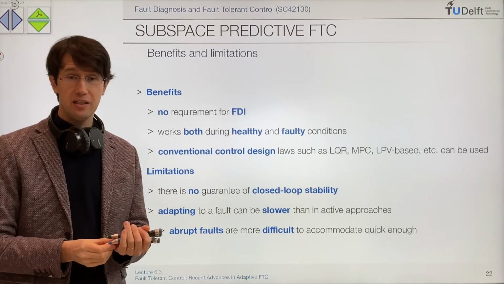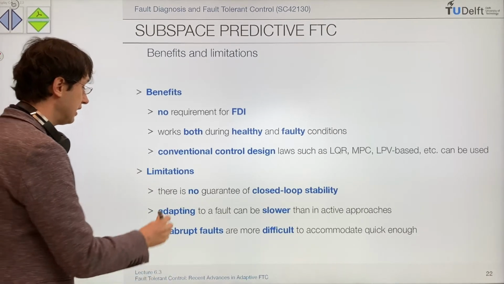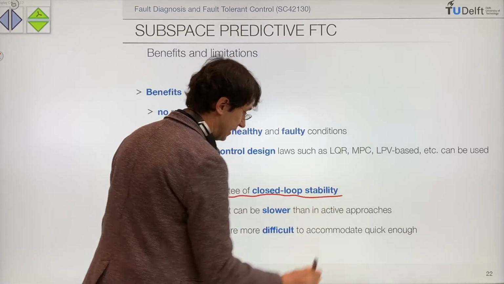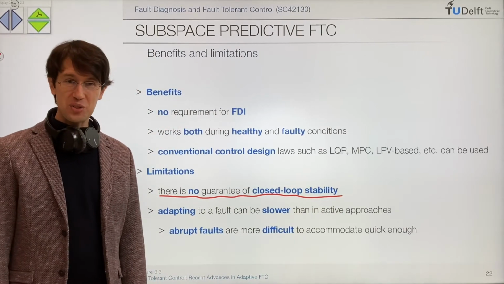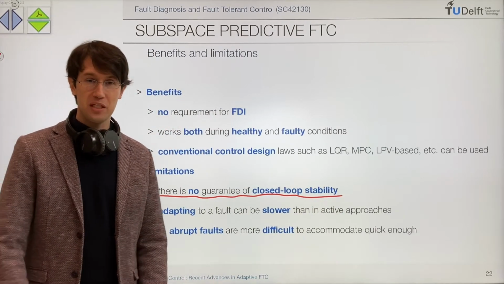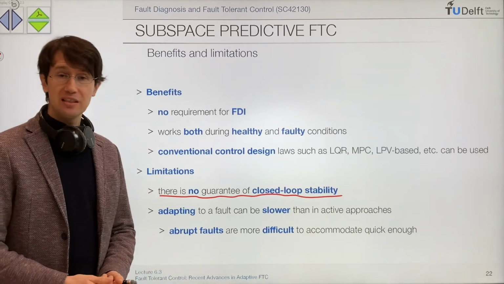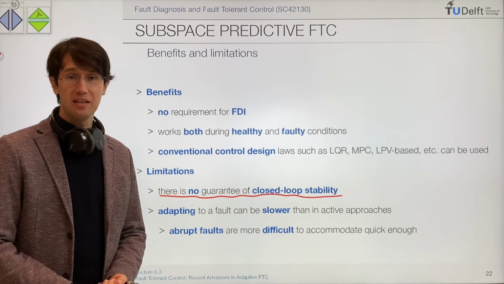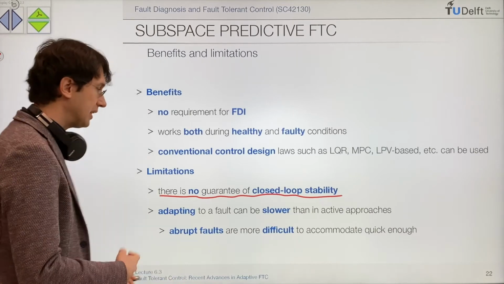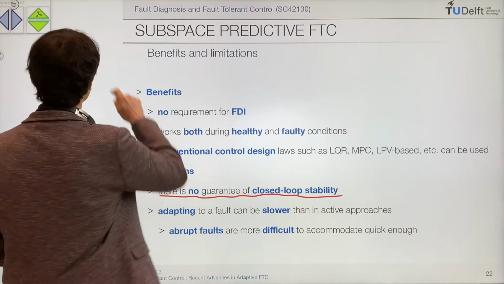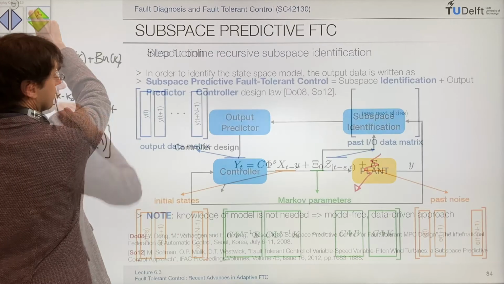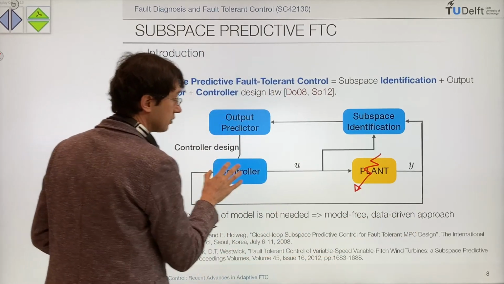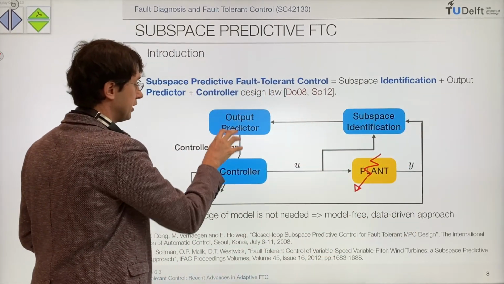Well, the first and foremost limitation is that there is no guarantee of closed loop stability, which for a control system is regrettable, to say the least. I mean, there is no theoretical guarantee. But anyway, in practice, it works. But the issue is quite pressing, because let us look at the scheme again. So you have a scheme where you have two loops, so the control and the plant, and then the control, the plant, identification, output predictor, and control design law.